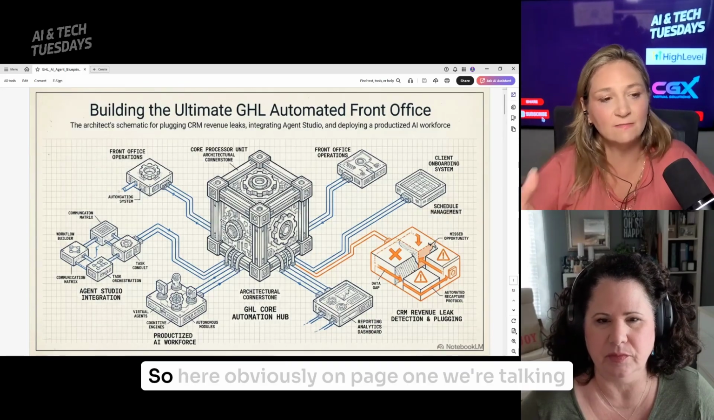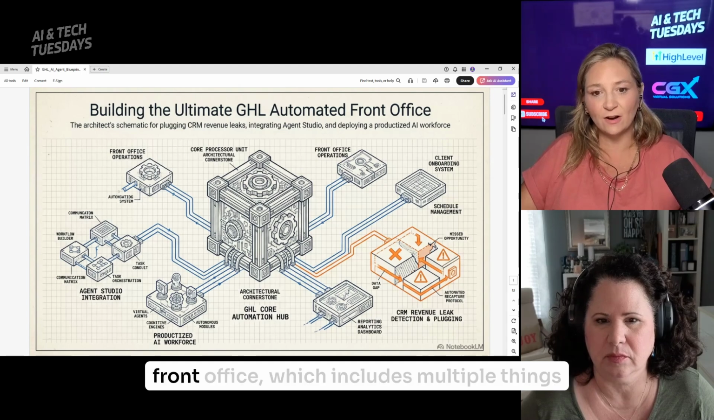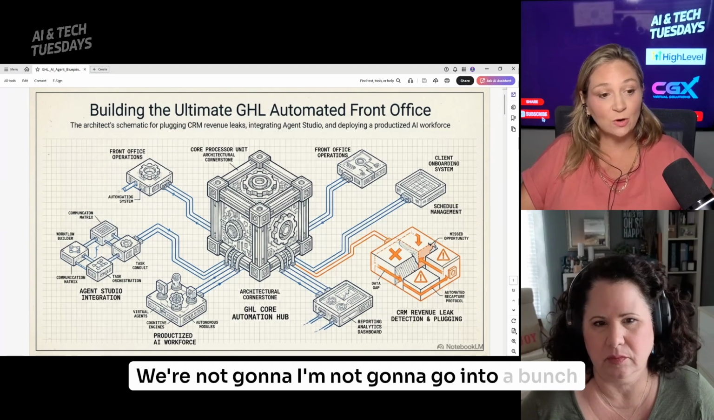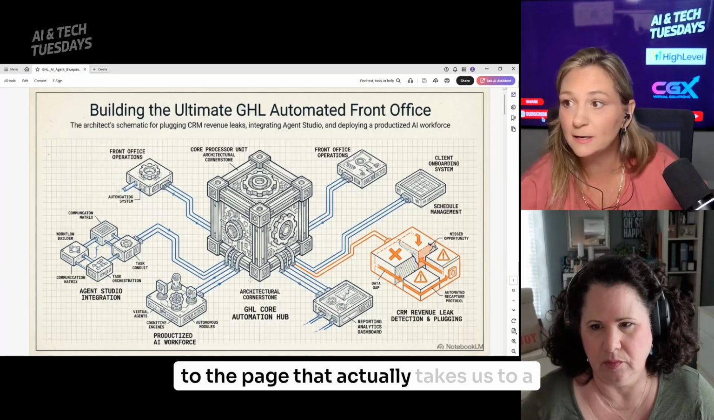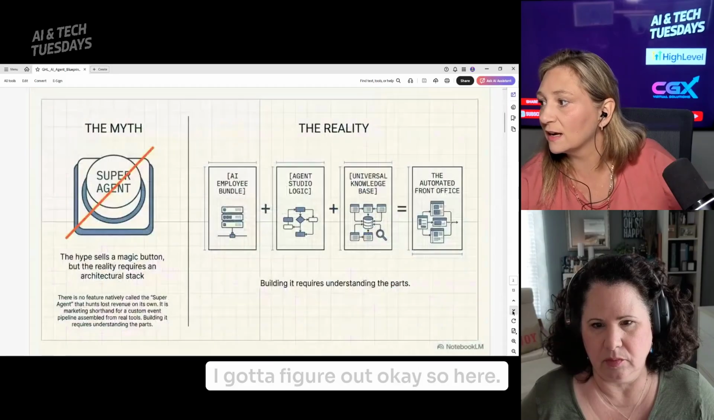So here, obviously on page 1, we're talking about building our high level automated front office, which includes multiple things here. I'm not going to go into a bunch of detail because I really want to get over to the page that actually takes us to a little more detail. Just a second. I've got to figure out.